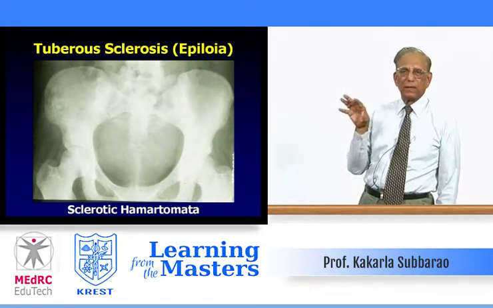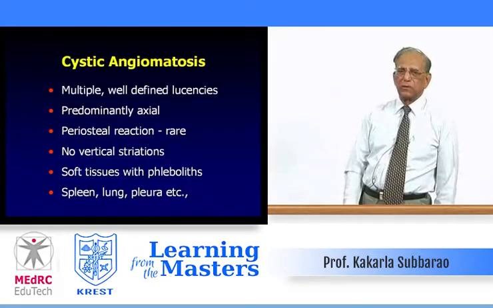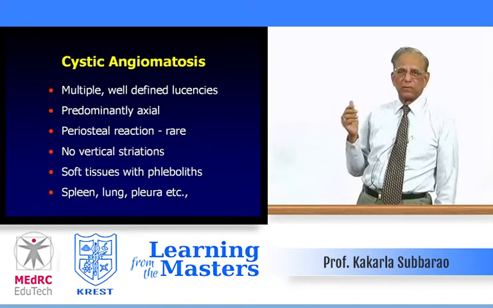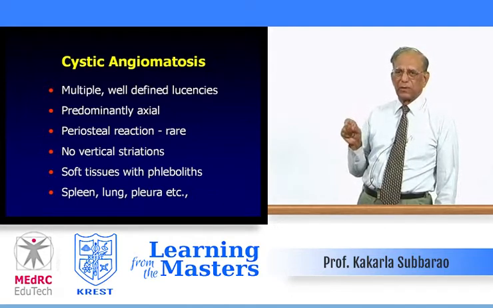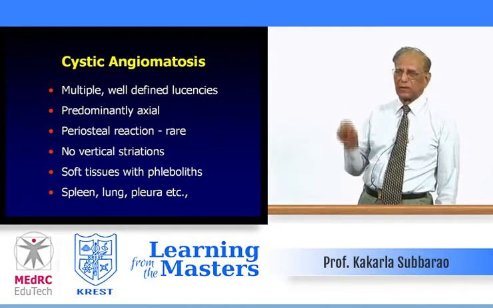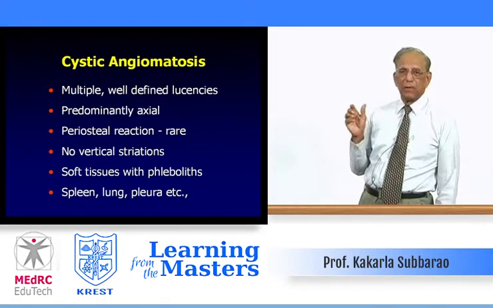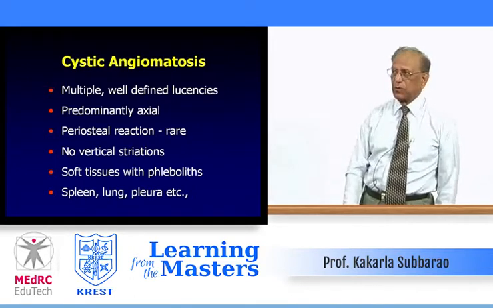These are actually nodular. It is not a bone island. It is in the center of the bone, not on either side of the joint. Cystic angiomatosis: multiple well-defined lucencies, like a hemangioma of the vertebra. Like that, you get multiple cystic type hemangiomata throughout the skeleton, predominantly in the axial skeleton. Rare periosteal reaction. As you see in a classical vertebral hemangioma, here there are no vertical striations because it is a cystic lesion. Soft tissues may contain phleboliths. Spleen, lung, and pleura also may be involved in this process.